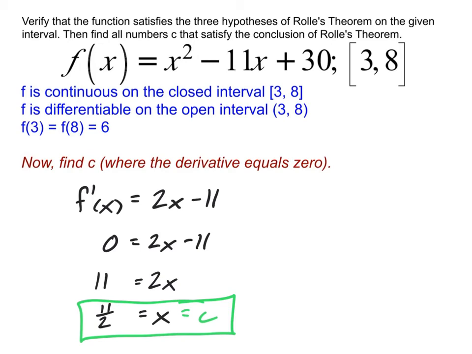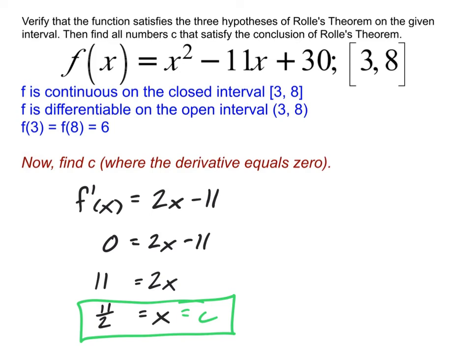Now, if you're like me, when you see these types of problems, you might be looking at an answer like that saying, okay, great, it happens at 5.5. Why do I particularly care? What's the big deal about the fact that at some point between those two endpoints, we actually end up getting a slope of 0? How could this really be used?